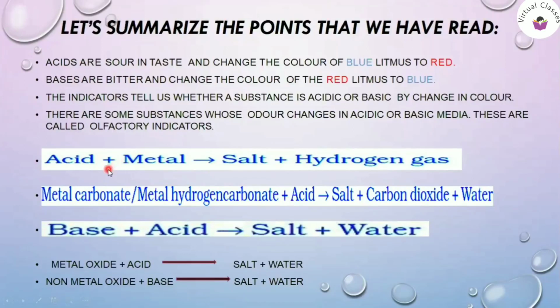Next, acid combines with a metal to give out salt and hydrogen gas. Metal carbonate or metal hydrogen carbonate reacts with acids to give salt, carbon dioxide and water. Base reacts with acid to give salt and water. Metal oxide reacts with acid to give salt and water. Non-metal oxide reacts with a base to give salt and water.